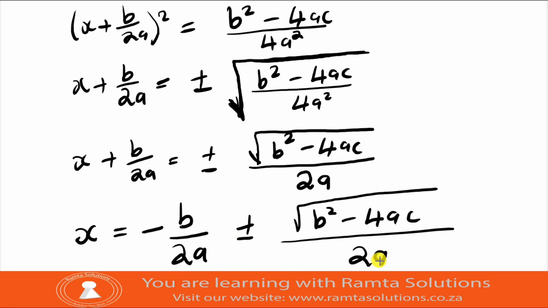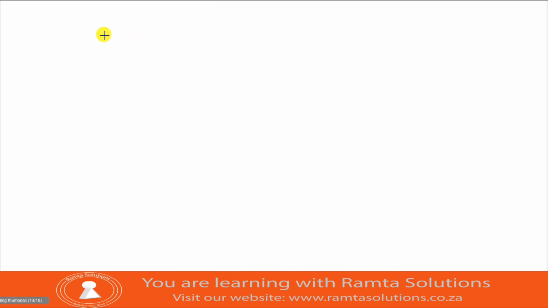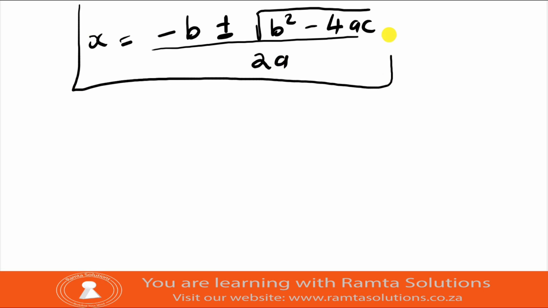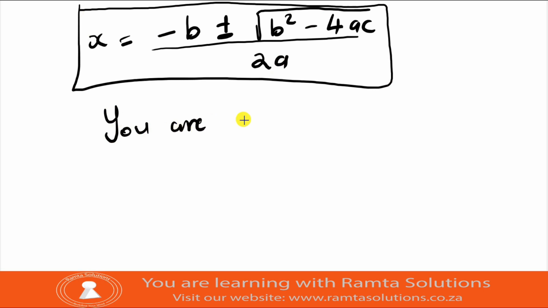Now, denominators are the same. I can add numerators. Alright? When denominators are the same, I can add numerators. So, we have x equals negative b plus minus the square root of b squared minus 4ac, all over 2a. Alright? You have solved for x. Guys, this is what you call the quadratic formula. So, you are smart. Okay? You are smart. You were able to derive the quadratic formula.